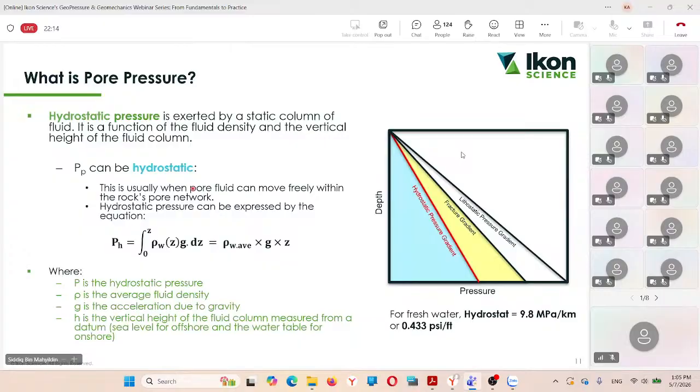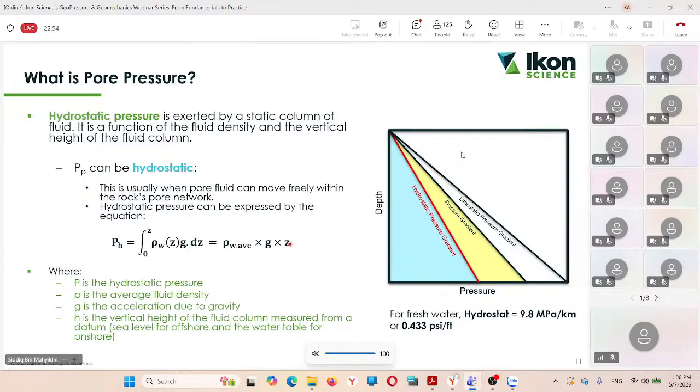So hydrostatic pore pressure: in a normal situation, or when you have normal compaction, we will have hydrostatic pore pressure. Sometimes people call it normal pressure. When you have hydrostatic pressure, it means that the pressure is only controlled by fluid density and depth. You don't need to remember this equation, but it's basically our high school physics, where the hydrostatic pressure is just the pressure of the water column. It's a function of density, a function of gravity, and a function of the column height. In this case, it is the depth itself.